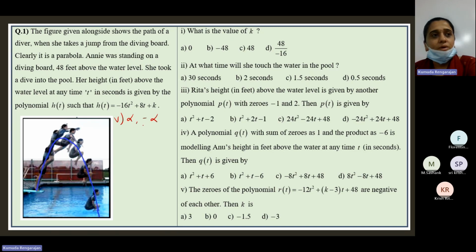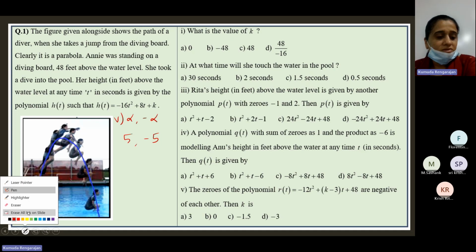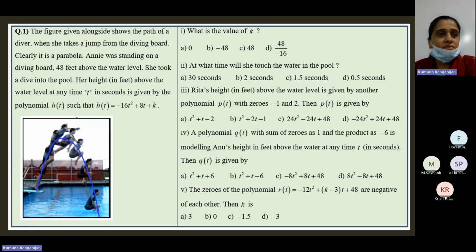So then what will be the sum of the zeros? It will be 0. See, if one zero is 5, the other one is minus 5. So what is the sum of the zeros? 0. So when one zero is a negative of the other, the sum of the zeros is always 0. When one is 6, the other is minus 6. One is minus 7, the other is plus 7. Or one is root 7, the other is minus root 7. The sum of the zeros is 0.